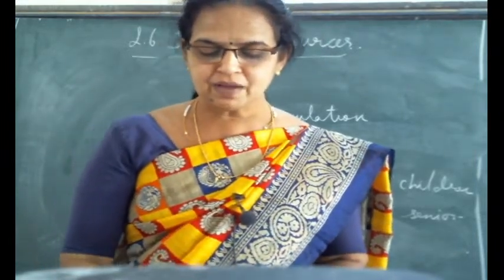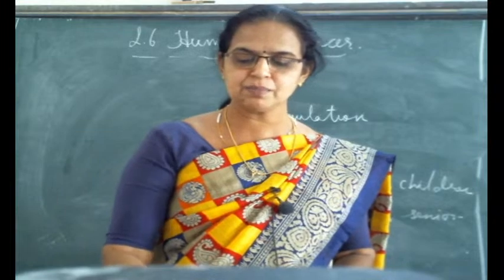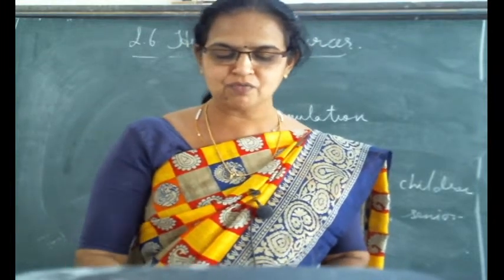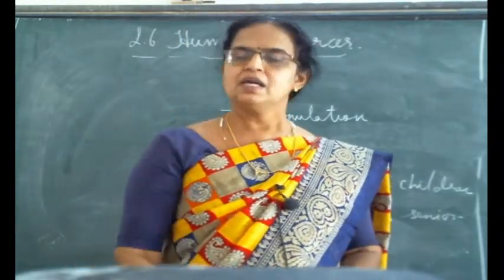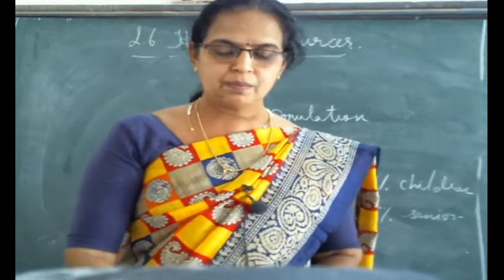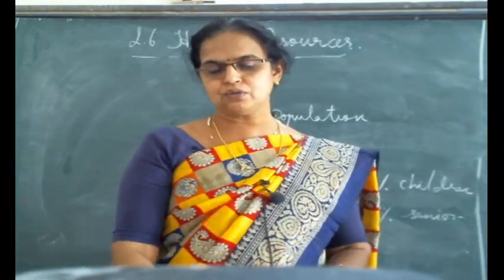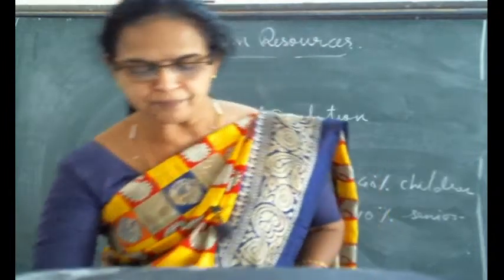Then next one, observe the family with the highest number of members and the least number of members in your society. List out the comforts and discomforts faced by these families. The last one no need to do, but the first, second, third and fourth one you should do today as homework. Okay.